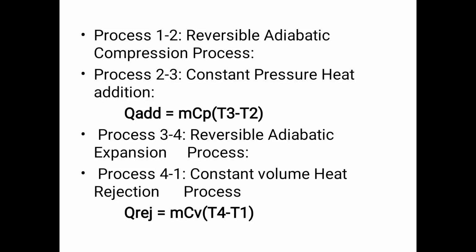Then process 3 to 4 is the reversible adiabatic expansion process. Then process 4 to 1 is the constant volume heat rejection process. In this, heat rejection equal to mCv into (T4 minus T1), where m is the mass and Cv is the specific heat at constant volume, T4 is the final temperature and T1 is the initial temperature of the process 4 to 1.